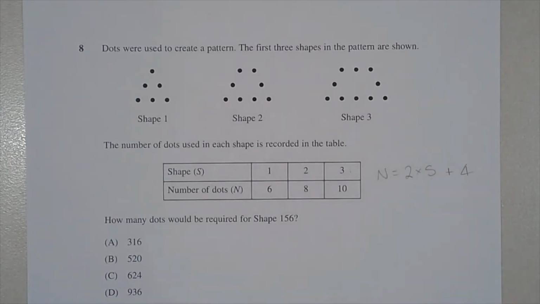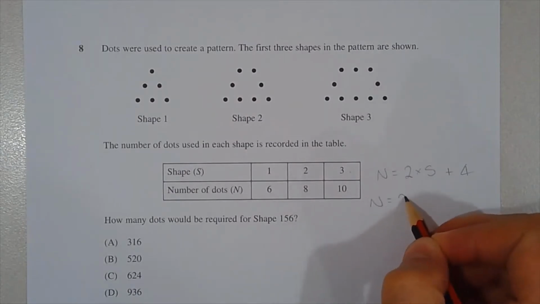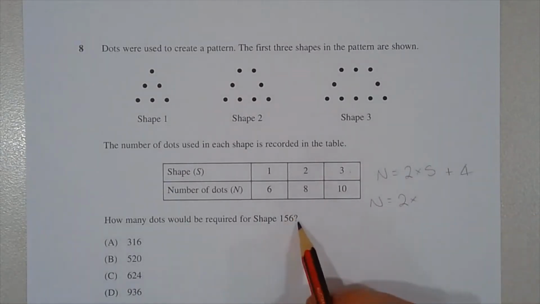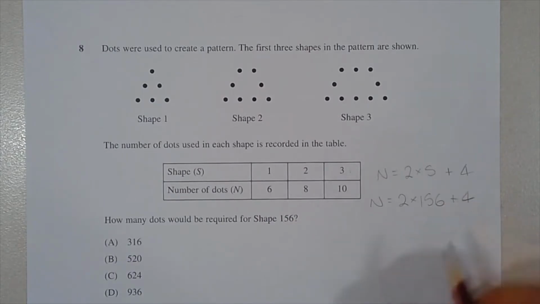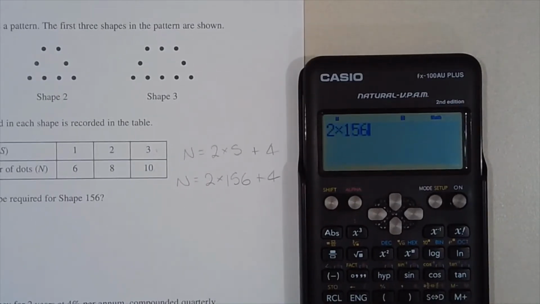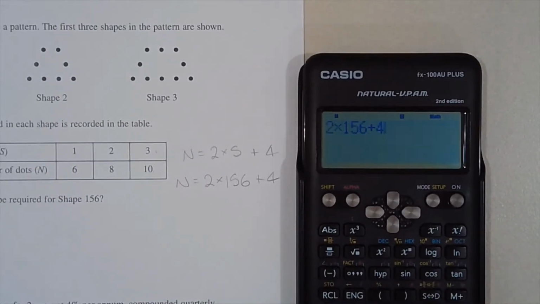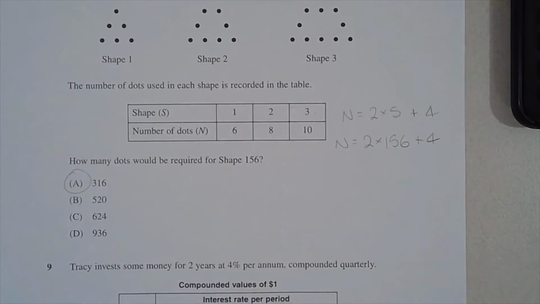Now to work out the number of dots. So N is equal to 2 times 156, so that's the shape number, plus 4. So let's calculate that. 2 times 156 plus 4 is equal to 316. The answer is option A.